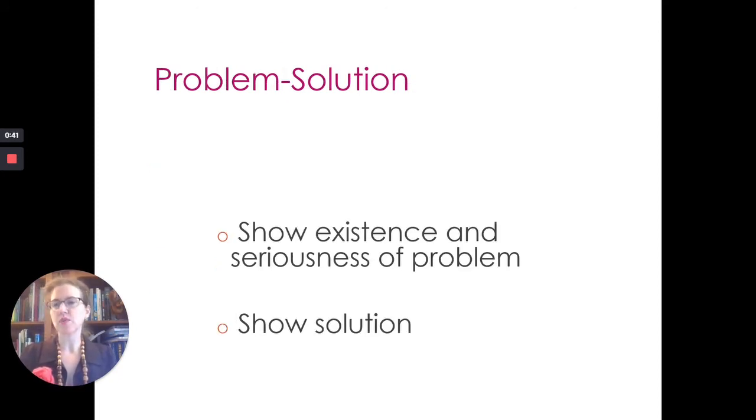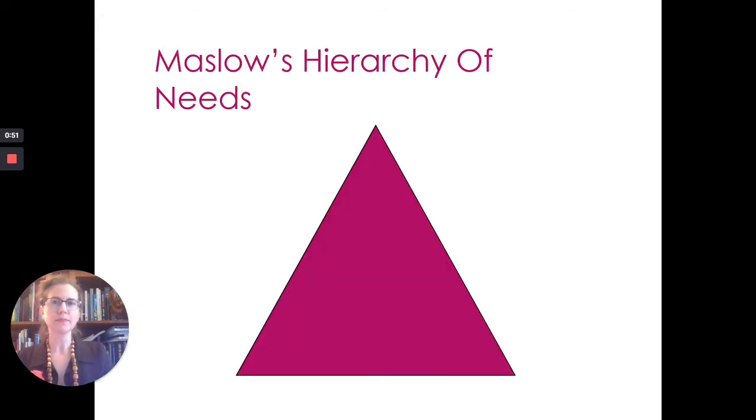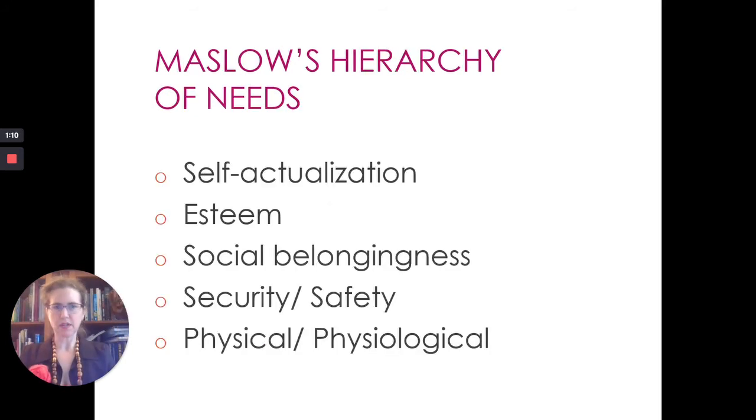We've talked about the most popular organizational structure, problem solution, where you're showing the existence and seriousness of a problem and then showing the solution. Now another piece of that persuasion puzzle is something called Maslow's hierarchy of needs. So we think of this as being a triangle with the most basic of the need on the bottom of the triangle, the pyramid, and at the top of that is the top need.